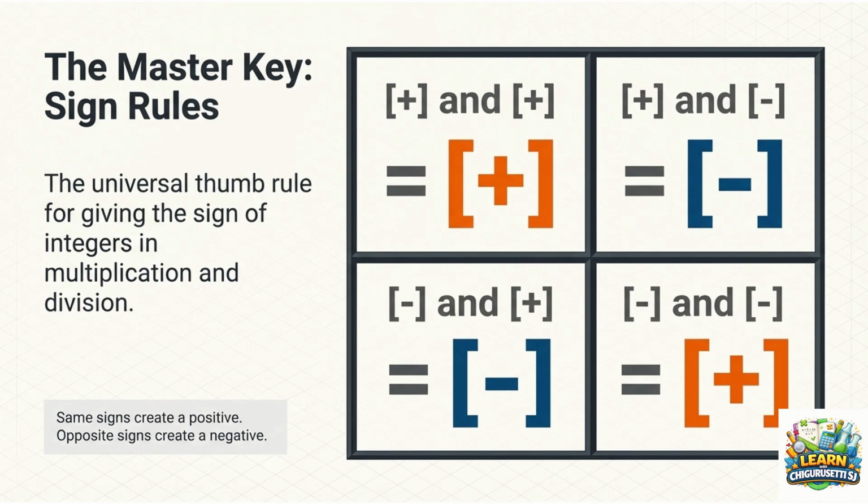So let's go on. This is the universal thumb rule. If you multiply plus and plus, it gives you plus. Plus and minus gives you minus. Minus and plus gives you minus. And minus into minus gives you plus. Same signs create a positive, opposite signs create a negative. This is the final definition. This can be used in multiplication and division, but we can even use it in addition and subtraction too.